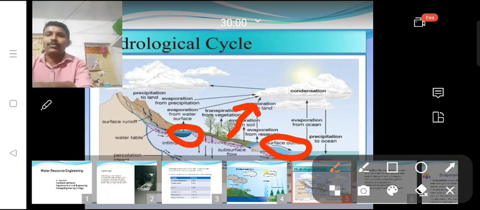Evapotranspiration is the sum of evaporation plus transpiration. Transpiration is defined as the water evaporated from the leaves of the trees or plants. Then coming to the condensation.